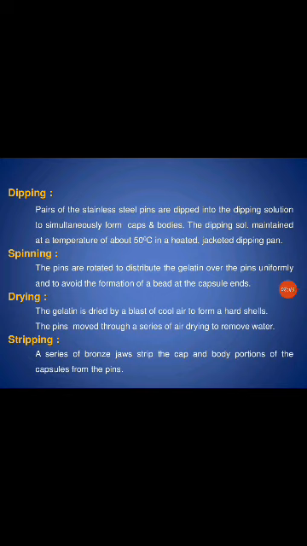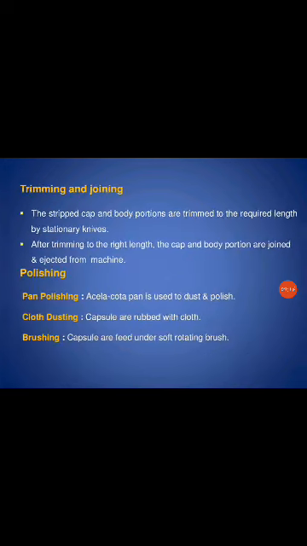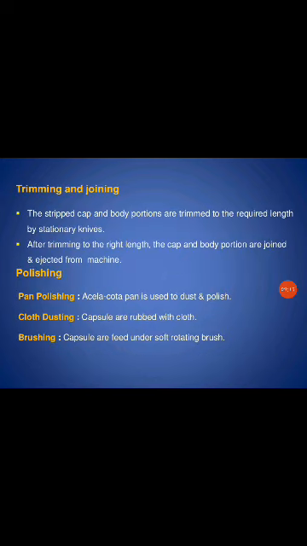Then spinning, the pins are rotated to distribute gelatin evenly over the pins, and then follows the drying, dried by blast of cool air to form hard shells. The pins are moved through a series of air drying to remove the water. Then stripping means cutting into equal portions, that is cap and body, by using a series of bronze jaw strips. Then trimming, stripped cap and body portions are trimmed to desired length by stationary knives.